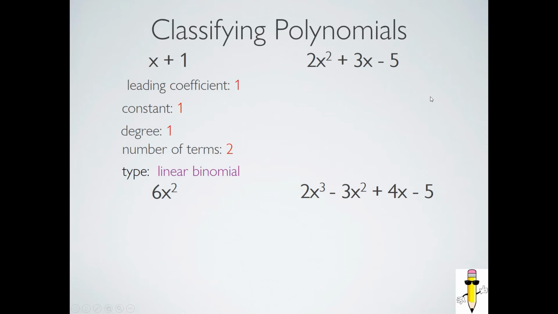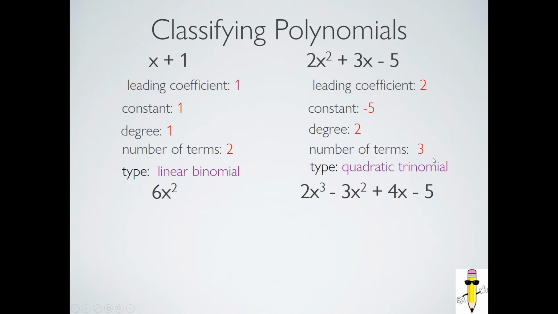Let's take a look at the next one. So leading coefficient is 2, constant is -5, makes sense. Degree is 2, that's our highest exponent. Number of terms is 3, there are 3 terms here. And the type is a quadratic trinomial, and you can see that right here.